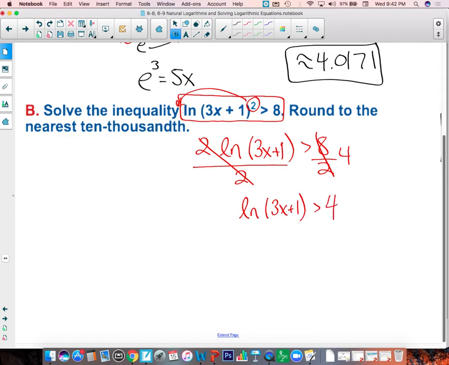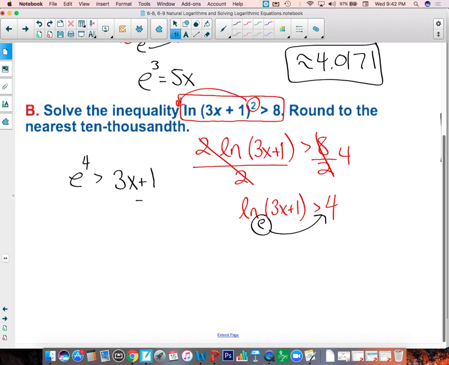Okay, so I have that. That's a base of e. So that means I can turn that into an exponential. So it's e to the 4th, base to my exponent, is greater than 3x plus 1. So now you should be able to see the quick and easy steps here to solve for x.